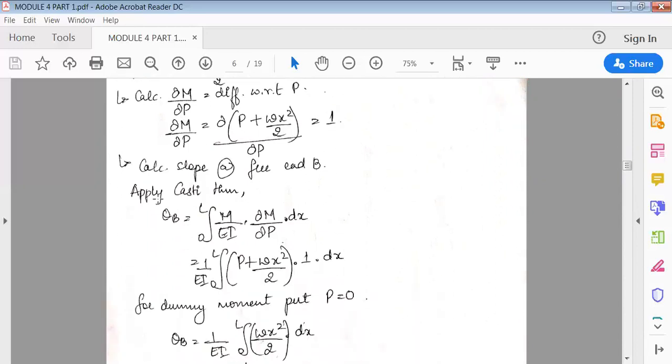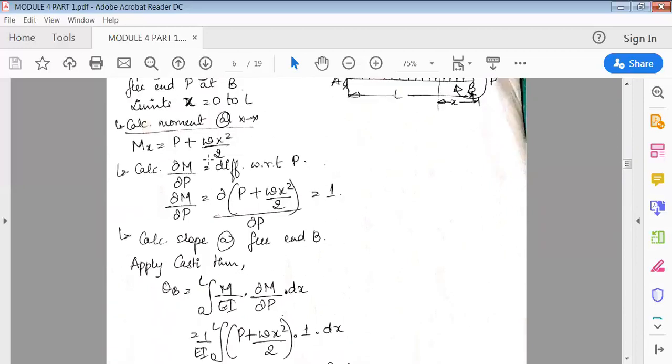Now calculate the slope at the free end. We have found out both here, M also we have calculated. Now see here, when you put this bracket, there is no P in this, so don't consider this. So dou P by dou P, this has P in it, so this both will cancel. So dou P by dou P is nothing but 1.